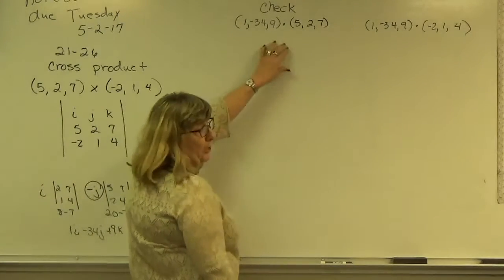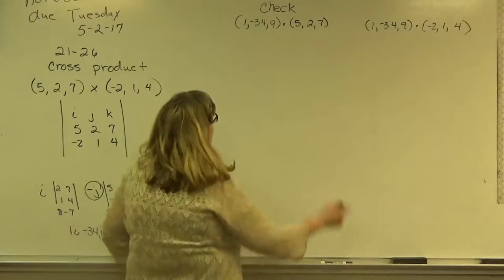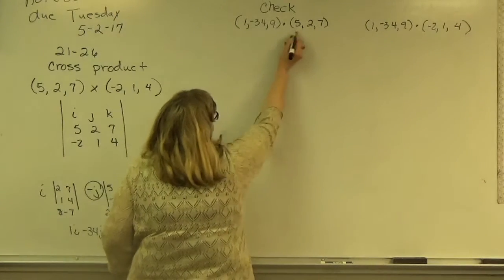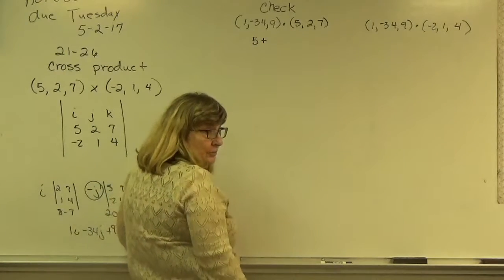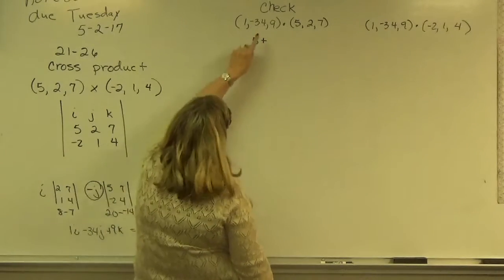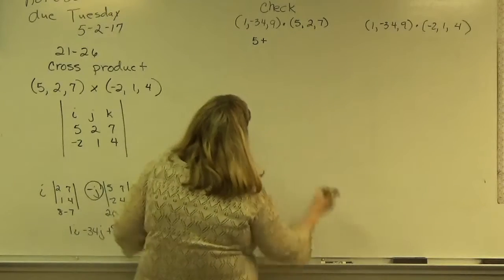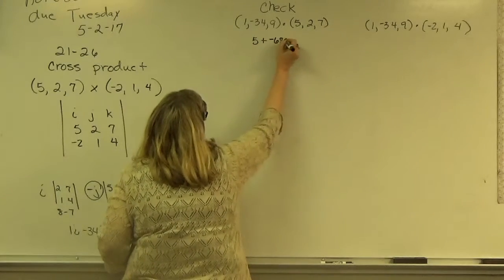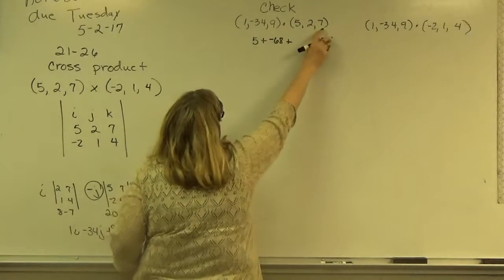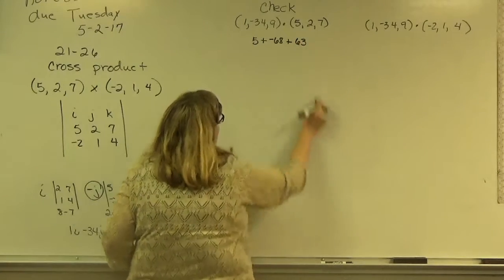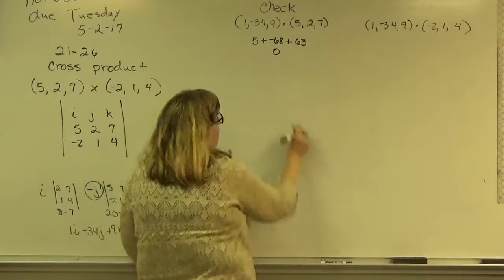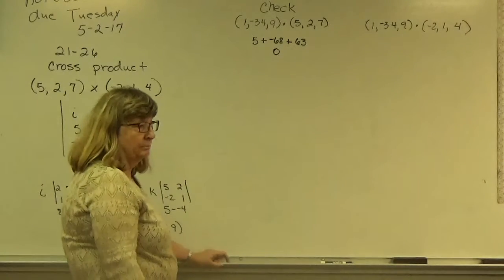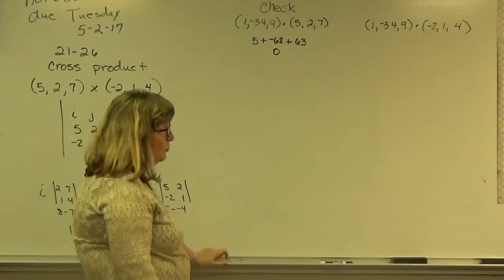So here we got another practice of doing the inner product. If we multiply, 1 times 5 is? 5. Is it okay if I just write down the result? Is everybody okay with that? -34 times 2 is -68. 9 times 7. And what's that add up to be? Looks like 0 to me. Is that right? So that one's right.